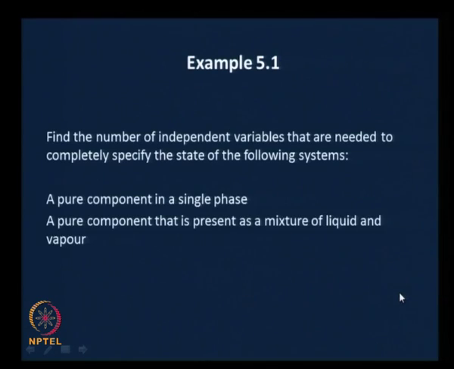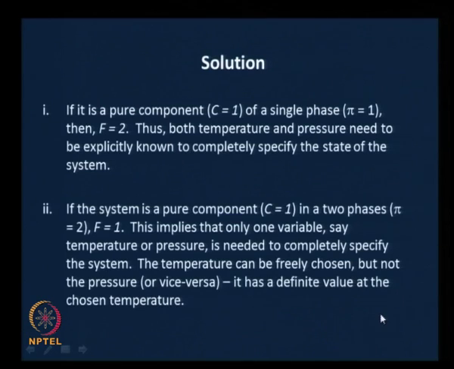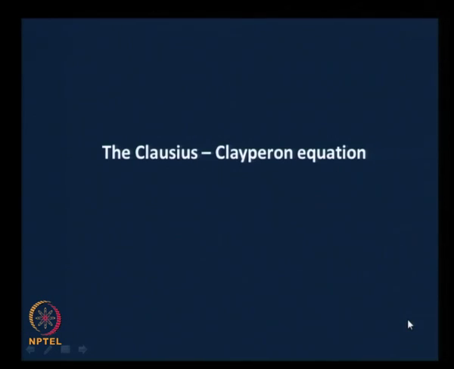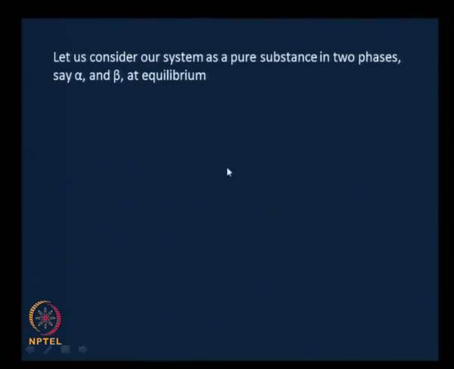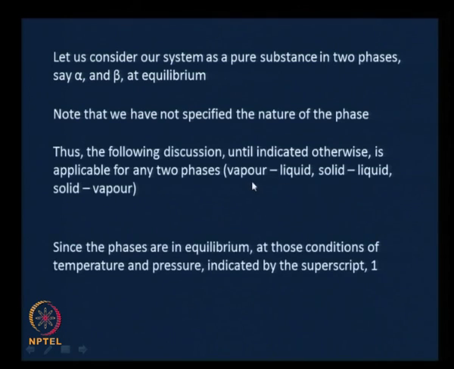Then we worked out an example to calculate the degrees of freedom in a couple of systems, and then we looked at the so-called Clausius-Clapeyron equation. To remind you, the Clausius-Clapeyron equation is valid for any two phases in equilibrium. It could be a solid-liquid phase, a liquid-vapor phase, a solid-vapor phase, and so on. These are three combinations that are possible, and they should be two distinct phases actually.